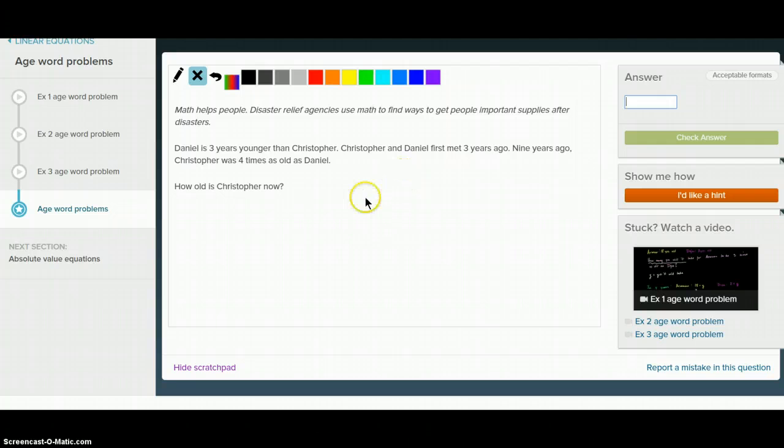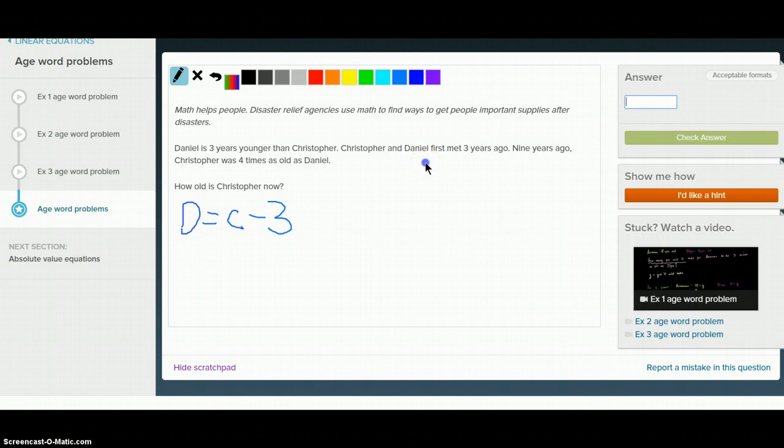Okay, so in this next example here, we have Daniel. We have Daniel is 3 years younger than Christopher. So that's Christopher minus 3 is Daniel's age. And on the next expression, we have 9 years ago, Christopher was 4 times as old as Daniel.